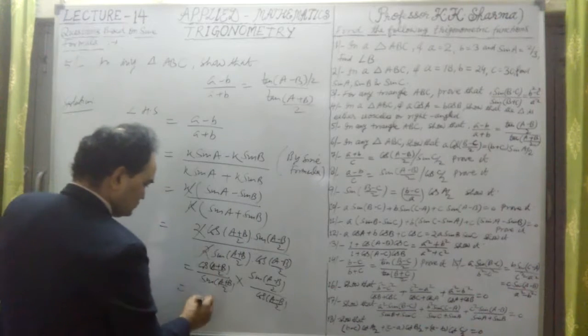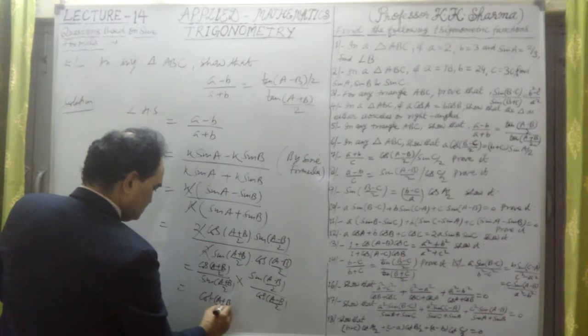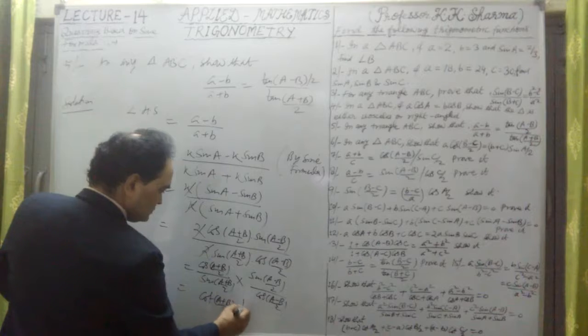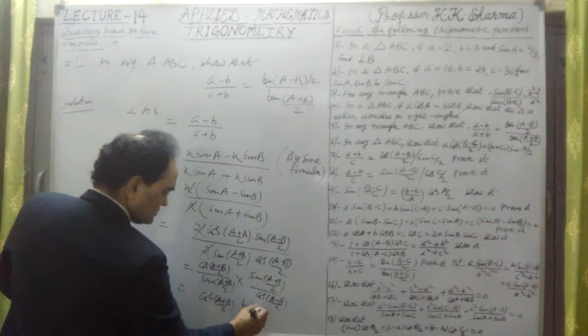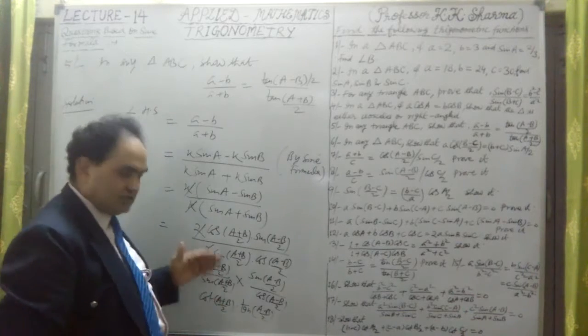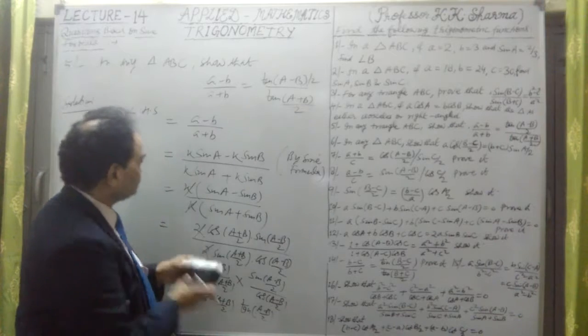This is nothing but cot((A plus B)/2). Cos upon sin is cot. Into this is tan((A minus B)/2). Now cot can be taken as 1 upon tan. So that will be 1 upon tan.